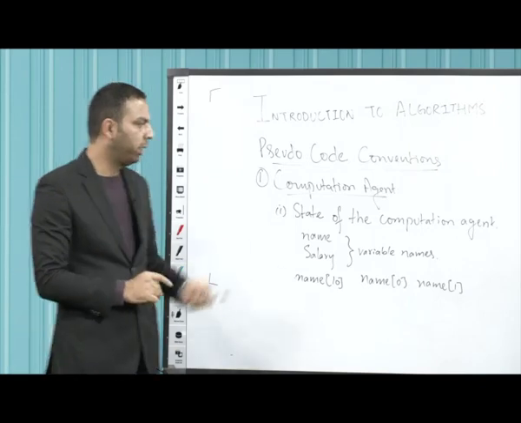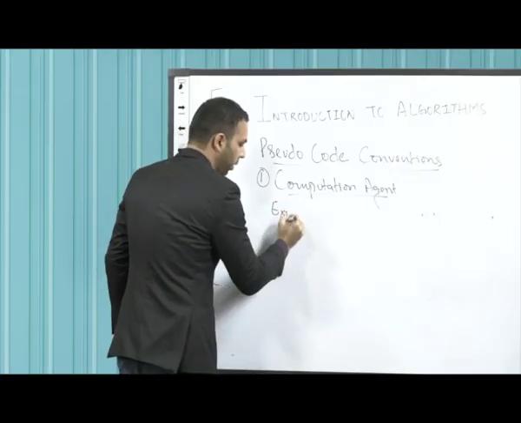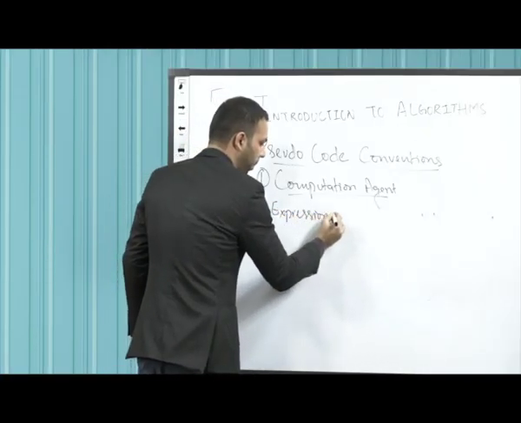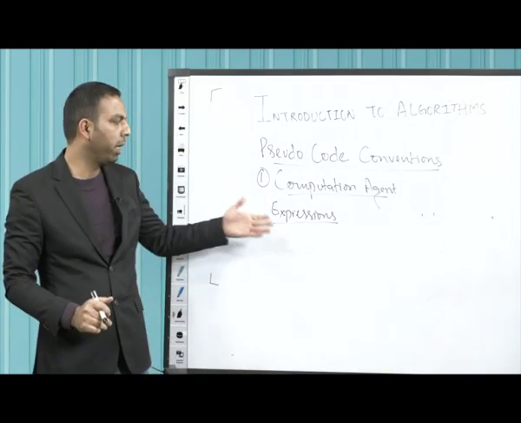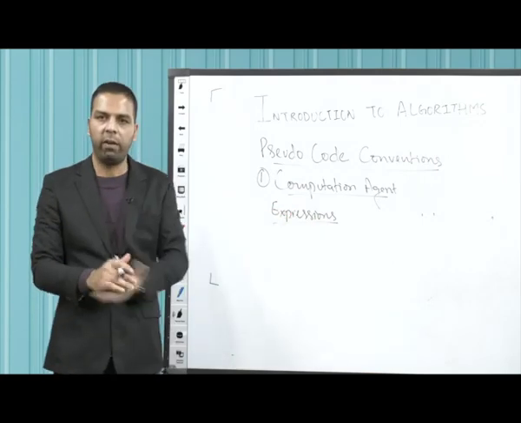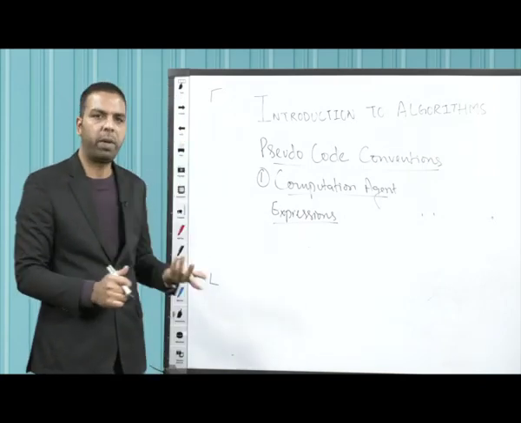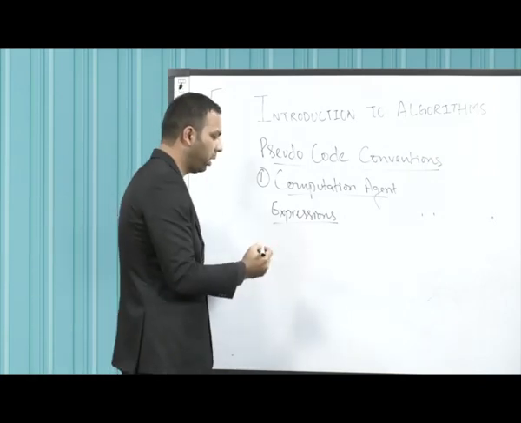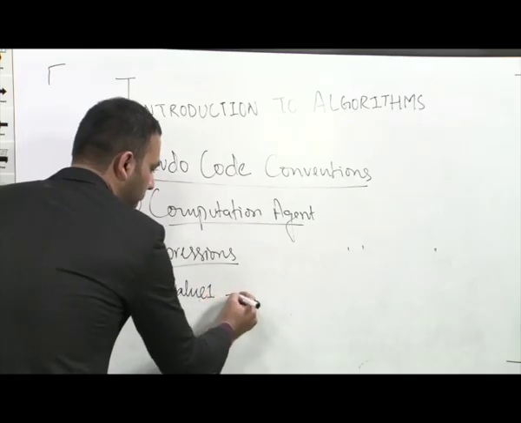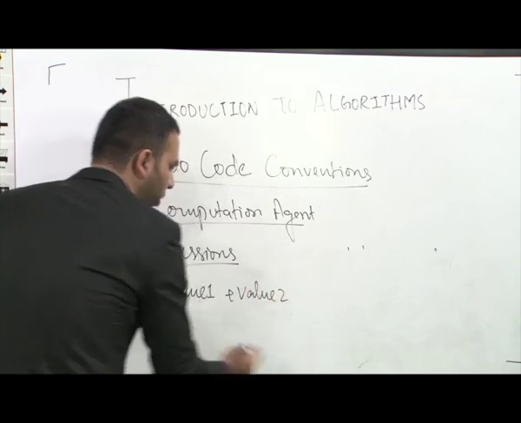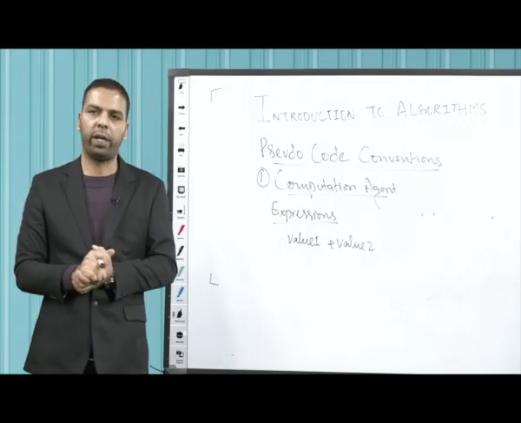So after the state of the computing agent, the next thing is expressions. So what is an expression? An expression is a place where you use the variables that I have defined just now, plus operators, mathematical operators like plus, minus, multiply, divide. So if we have, say, two values, we can write value 1 plus value 2. This will be an expression. The same way that you write an expression in a program, you can write it over here.